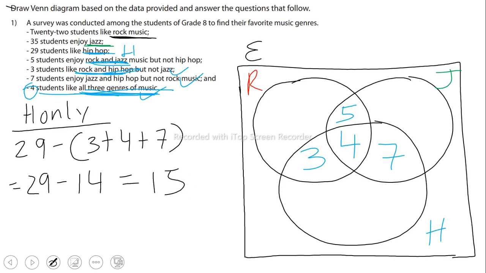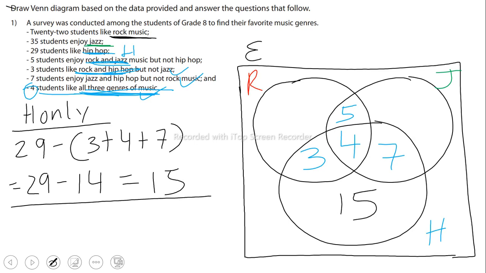Very good. So 15 is going to go where? Where the circle is labeled H, to the bottom. Hip hop. Yeah, H only. Okay, so the next thing is R only.